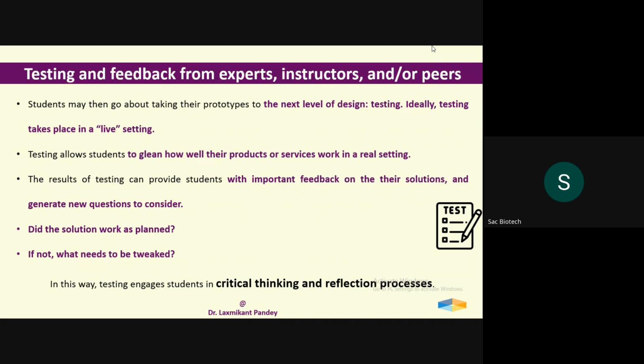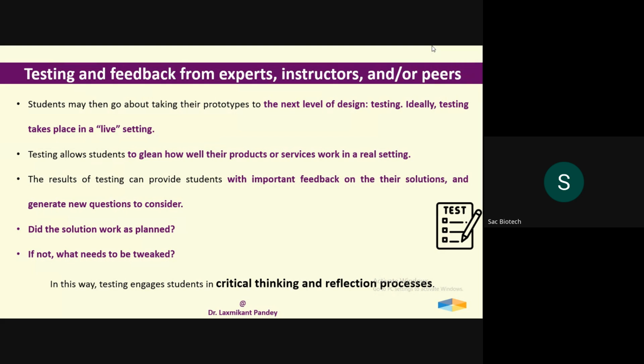Now, the next part is called testing and feedback from the experts, instructors, and the peers. If you have come up with any prototype or any solutions to any specific problems, it is very important to go for the feedback from the experts and the instructors. In this way, you can understand whatever you have designed or created as the prototype of the solutions, whether it worked properly or not, whether the plan works in the proper way or not, or whether it is completed in a given time or not.